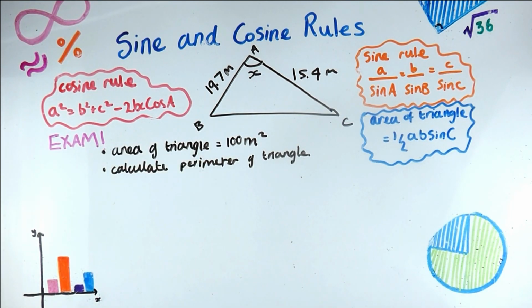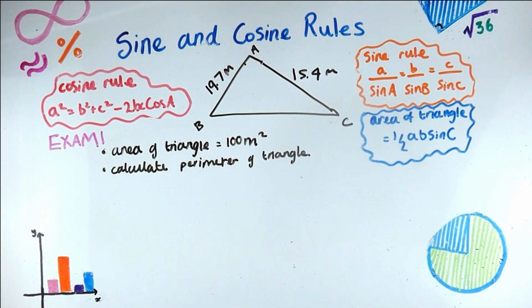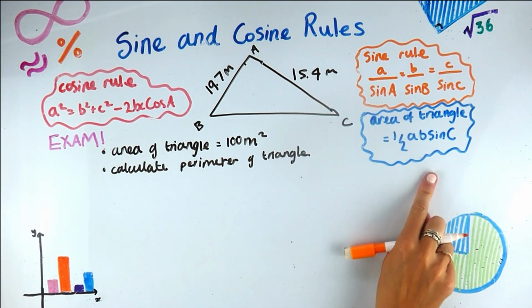Okay, so here's our question. It's given us this triangle, and it's told you the area of the triangle is that. Calculate the perimeter of the triangle. So in GCSE questions, they normally give you step by step. So first of all, area of the triangle is that. I'm looking at this triangle, it's given me the area, and I know it's not a right angled triangle, so I know that I'm going to use this formula.